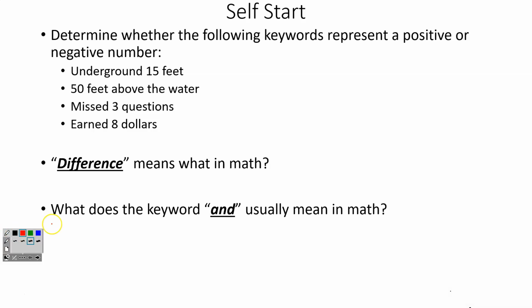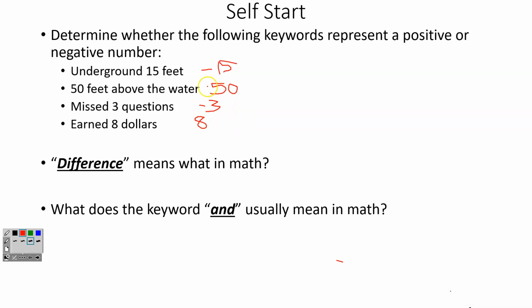Okay, here we go. Determine whether the following keywords represent a positive or a negative number. Underground 15 feet. The surface would be considered a 0, so if it's under that, because of that underground, it's a negative 15. 50 feet above the water is a positive 50. Missed 3 questions would be a negative 3. Earned $8 would be a positive 8.